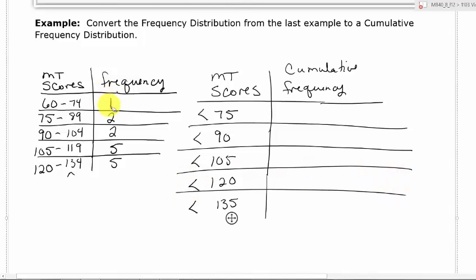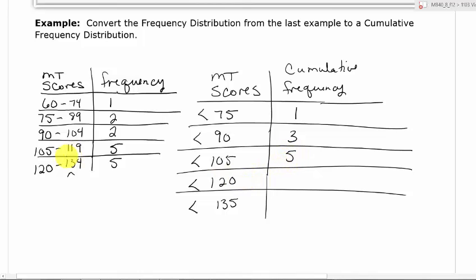So now the number of data values that are strictly less than 75, not including 75, is just the data values that were in our first class here. So that would just be 1. And now in this line, we want all of the data values that are less than 90. So that's these 2. So that would be 1 and 2, so that's a total of 3. And then we want all of the data values that are less than 105. So that would be all of these. So 2, 2, and 1, so that's a total of 5.